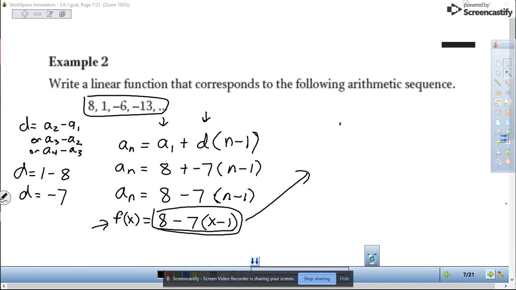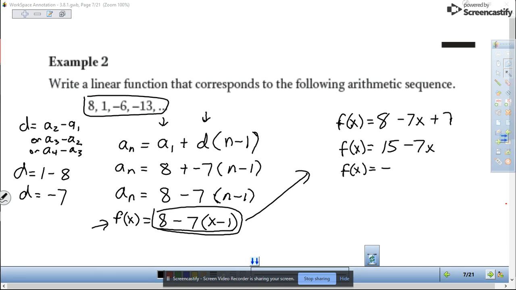So all of a sudden, this becomes f of x equals 8 minus 7x, because we're distributing, plus 7. What this does is we can simplify this using our order of operations and combine those two, which means this is going to be 15 minus 7x, or you might even see negative 7x plus 15, which should stand out to you because that is in slope-intercept form.